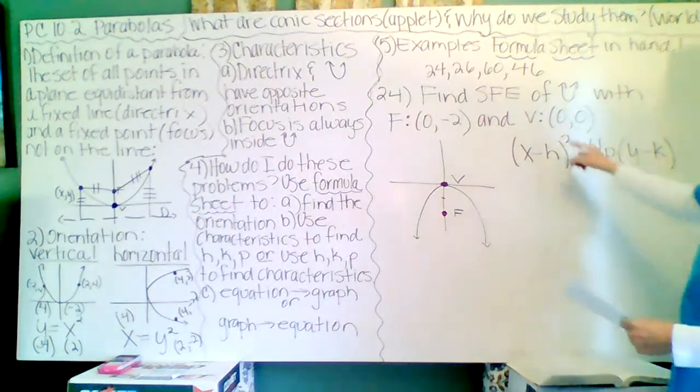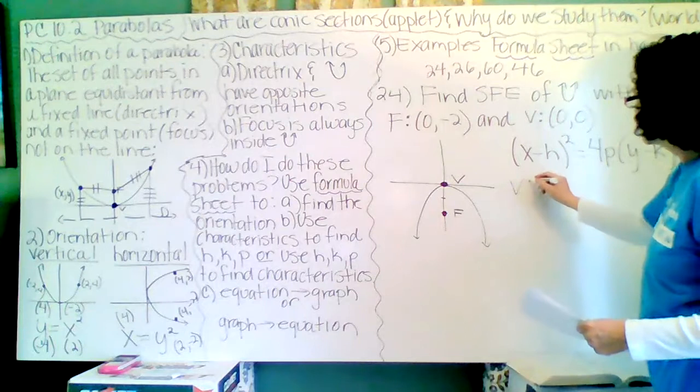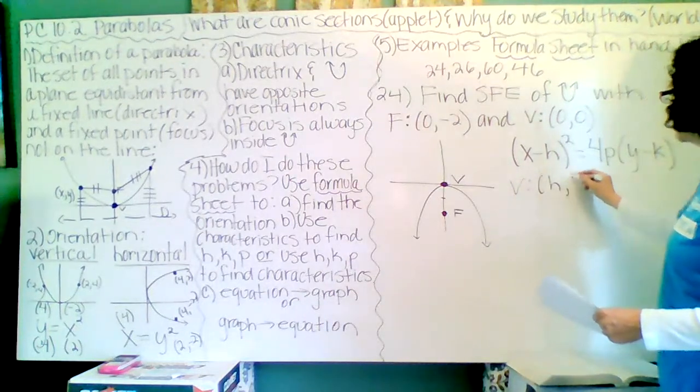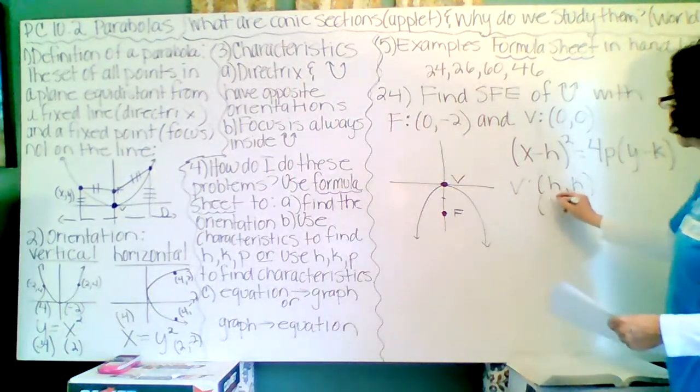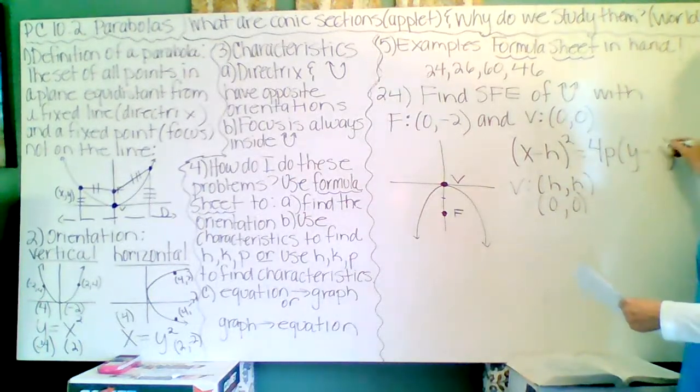So notice again, because our vertex is 0, 0, and a vertex is located at h, k, that our h is 0 and our k is 0. So let's put those in.